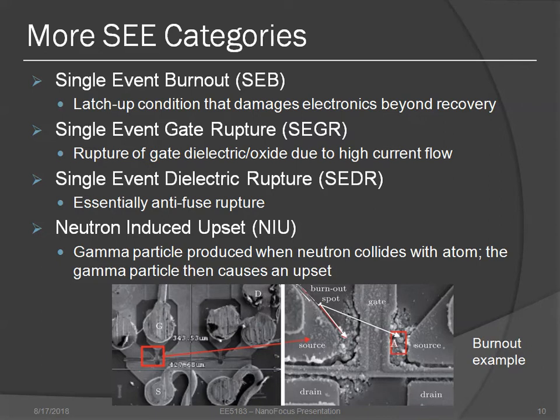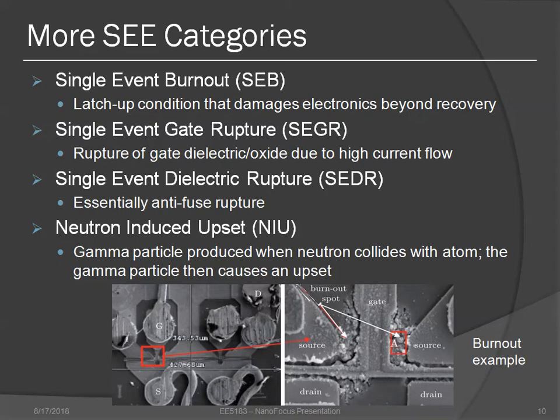There's also single event gate rupture, and that's an interesting one. If a charged particle hits a gate oxide layer, the ionized atoms in the trail can create a path for the current to flow from the gate to the channel. And if there's high power in the channel, that can flow back up to the gate and rupture it. This problem worsens as gate dielectrics become thinner. So as your gate oxide gets thinner, it's easier for that current to flow back up and rupture your gate.